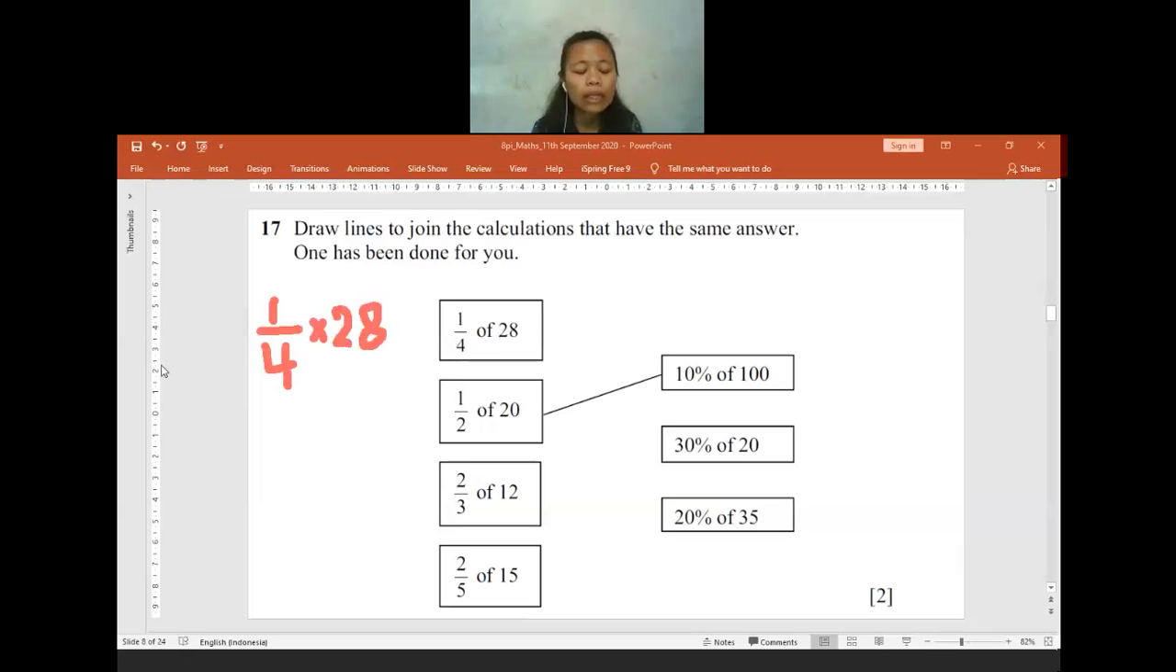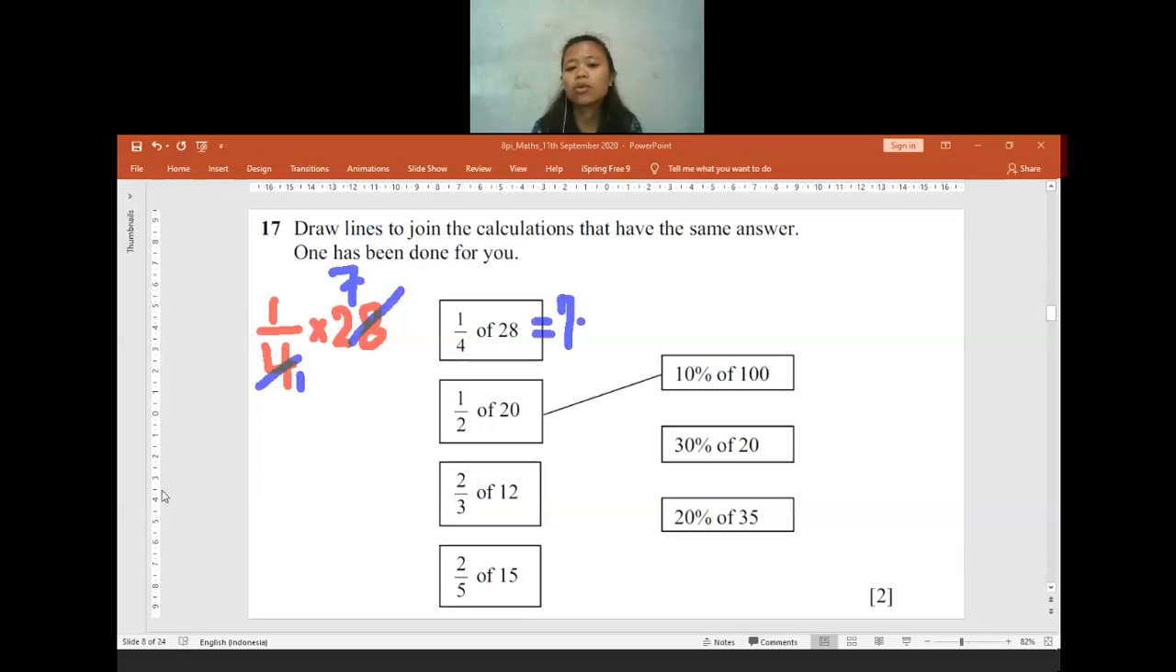So you have 24 and 28 and also 4. You can cancel them in here. Okay, thank you. So it will be 1. 28 divided by 4, it will be 7. That's why the answer in here, it will be 7.